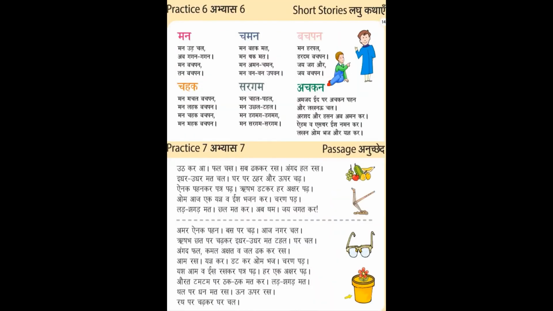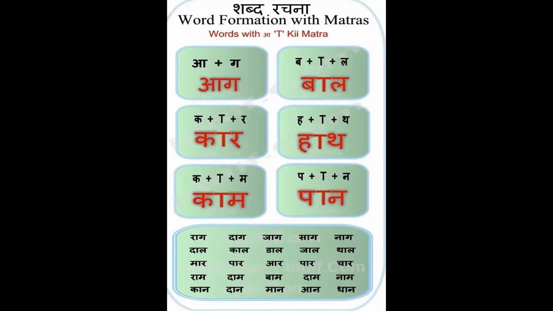Then after this is the passage, so no matras are there in this passage. See, you can read this. You can read all these short stories and passages which don't have any matras. You practice. Then after practicing amatric words, or bina matra wale words, comes your aa ki matra words.